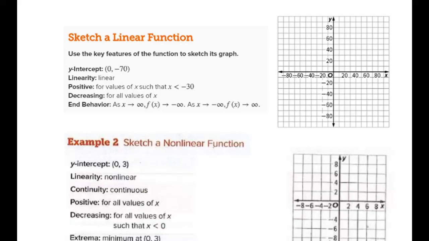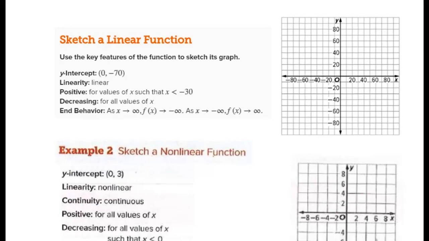All right. So for the first one, it says, use the key features of the function to sketch its graph. First of all, it says it is a linear function. If it's a linear function, that is going to be in the shape of what? What's the smaller word inside linear? Line. Yeah, this is going to be a straight line. So we need to keep that in mind, okay?